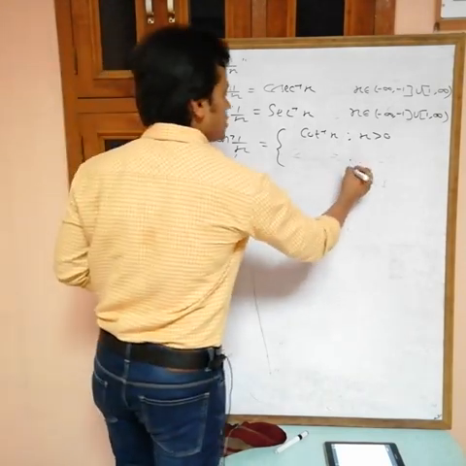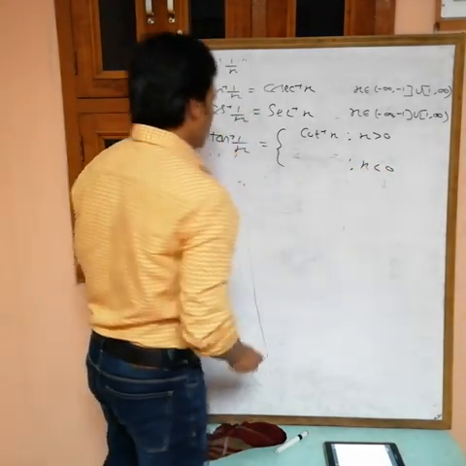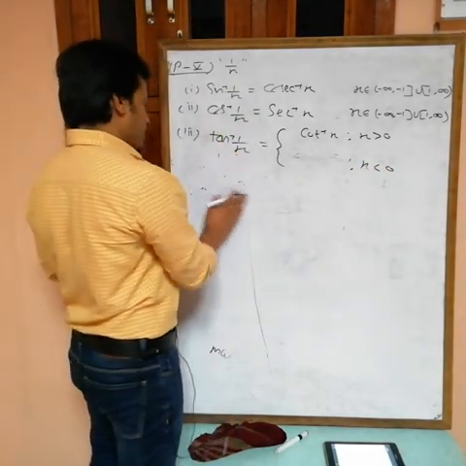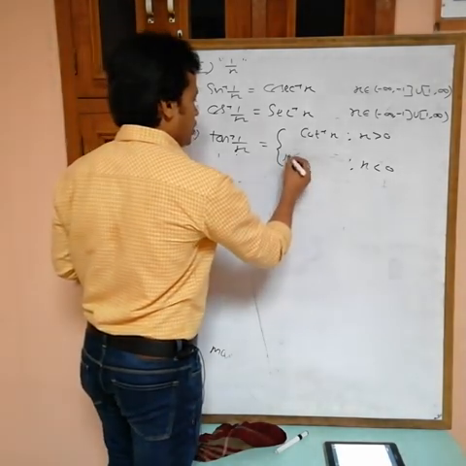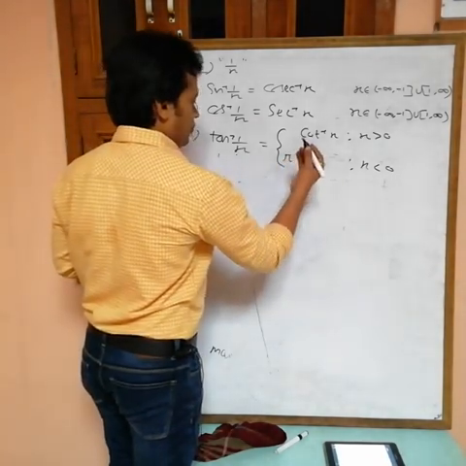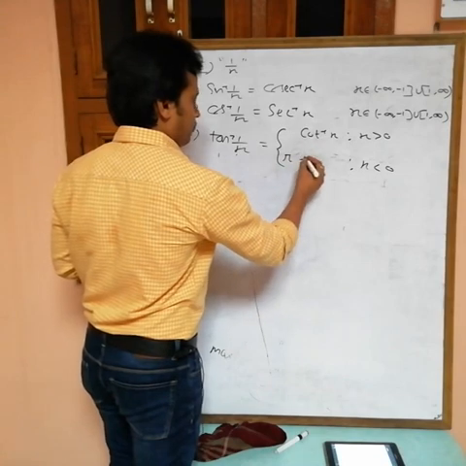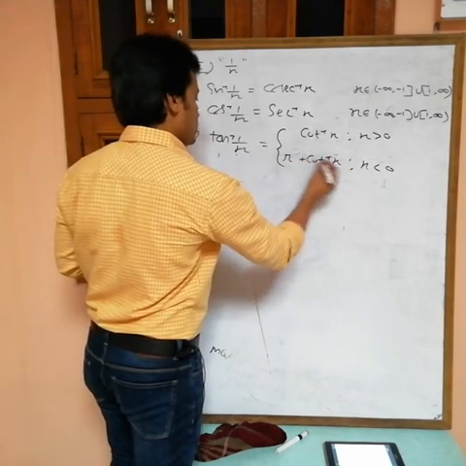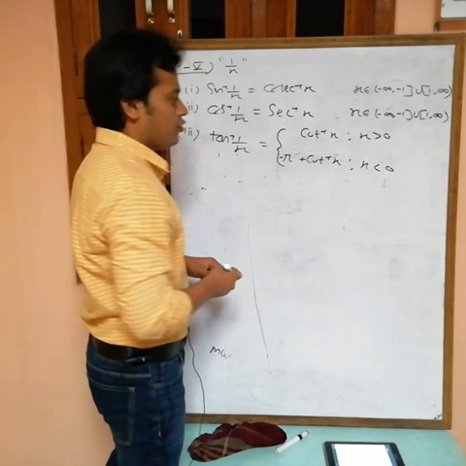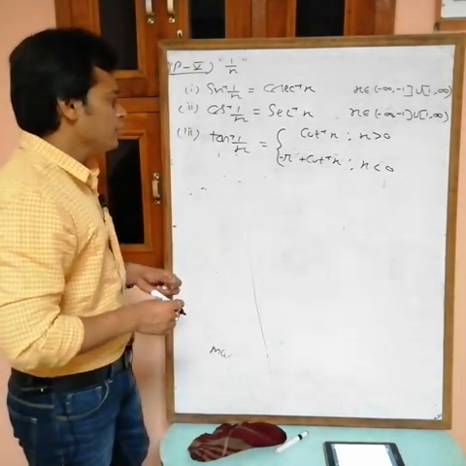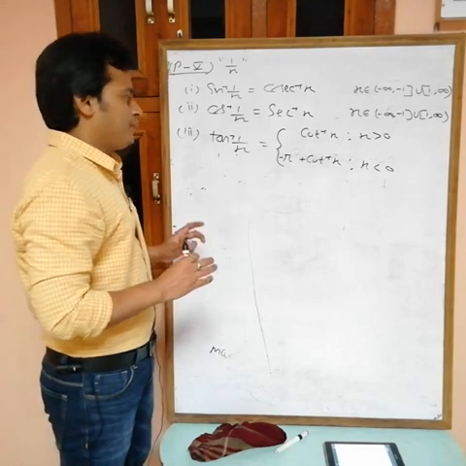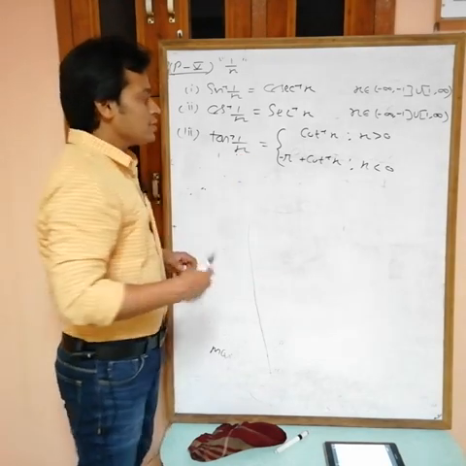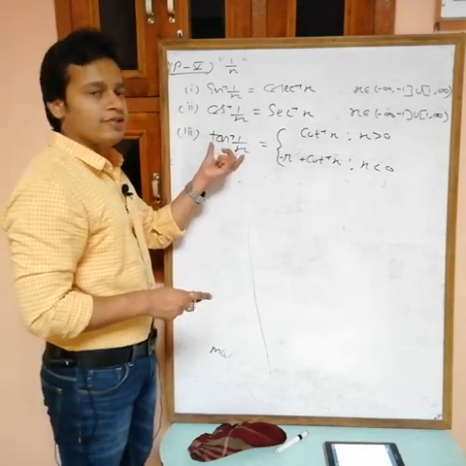And when x is less than 0, then tan inverse 1 by x is equals to minus pi plus cot inverse x. Okay, how to remember? See, it is easy. When x is less than 0, then tan inverse is negative.